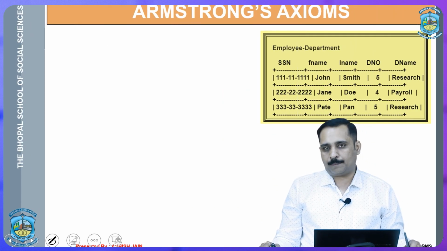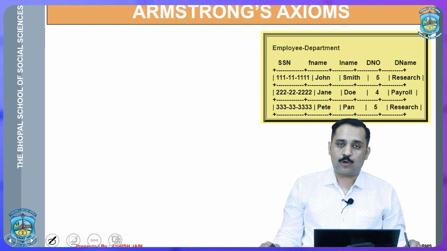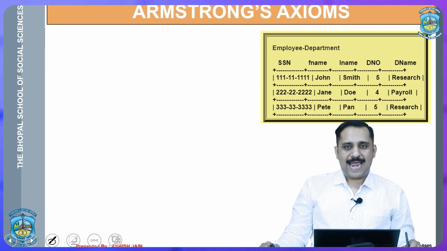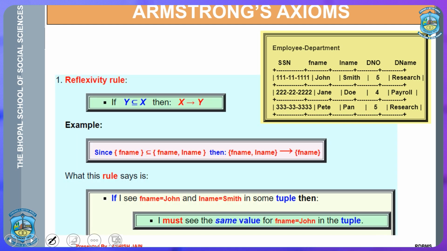Now, let us take an example. Suppose we have an employee department relation in which we have these attributes: SSN number, F name, L name, department number and department name. Here in this example, we can draw the first name from the bigger set, F name and L name together. So, F name is a subset of F name, L name, then F name, L name → F name. If you relate it, the value of Y is F name and the value of X is F name, L name. So, this property is called reflexivity.